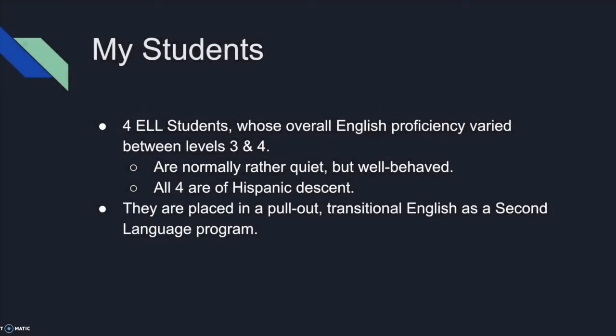My students for this lesson were 4 ELL students. We're all pretty good with English. Their proficiency level is typically between 3 and 4. They can listen to instructions, they work diligently, they'll ask for clarification if they don't understand something. In a lot of ways, they're model students.